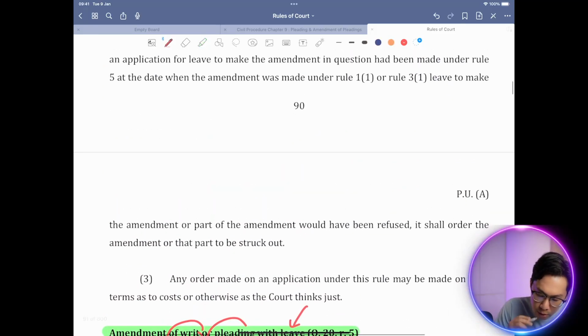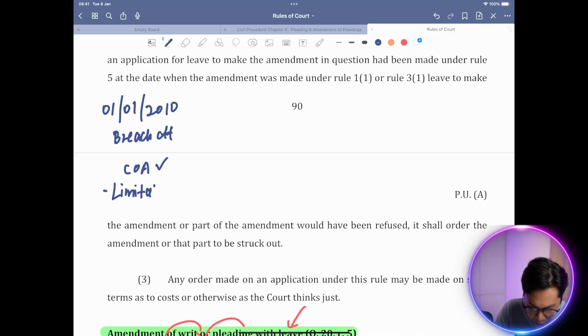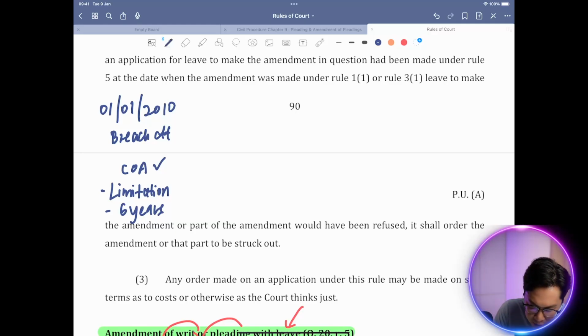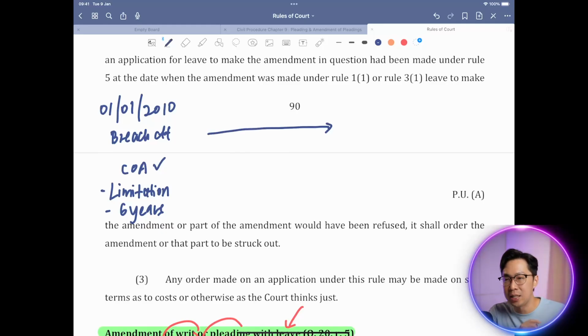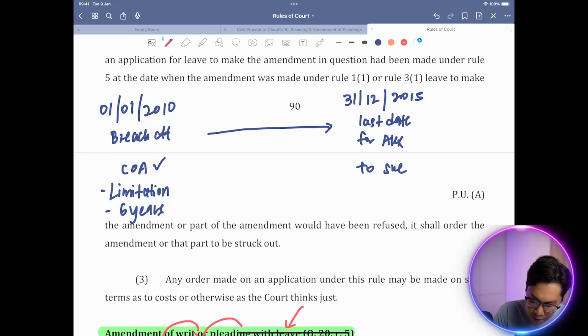What does it mean? For example, on 1st of January 2010, there is a breach of contract. Cause of action accrued, so your limitation starts to run. What case can you use? Nasri against Mensa. How many years? 6 years. Why? Section 6 Limitation Act. So Alex must sue Mr. Lee by when? The last date Alex can sue Mr. Lee is 31st of December 2015. Correct. Assuming Alex started suing around here, there is no limitation issue.